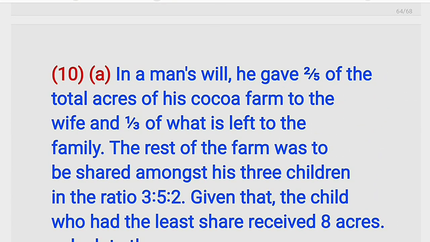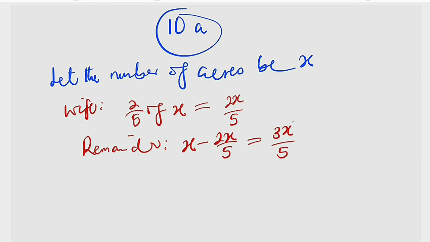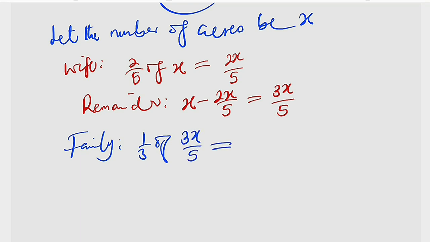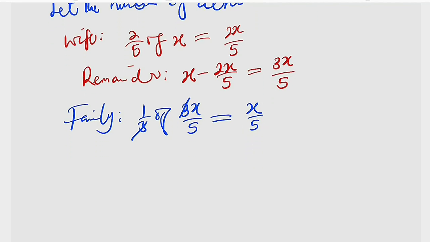1/3 of what is left is given to the family. So this is exactly what is left, so 1/3 of it will be given to the family. So we write it here. The family will receive 1/3 of the remainder, which is 3x divided by 5. Remember that this is multiplication as well. 3 will cancel 3. We just have x divided by 5. So x divided by 5 is what the family will receive. So let us find the remainder as well.